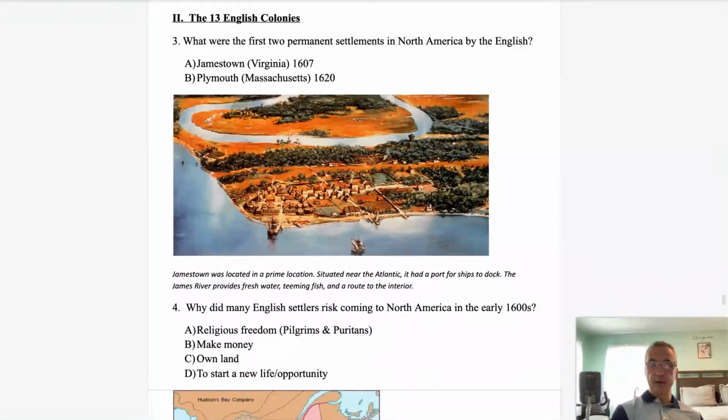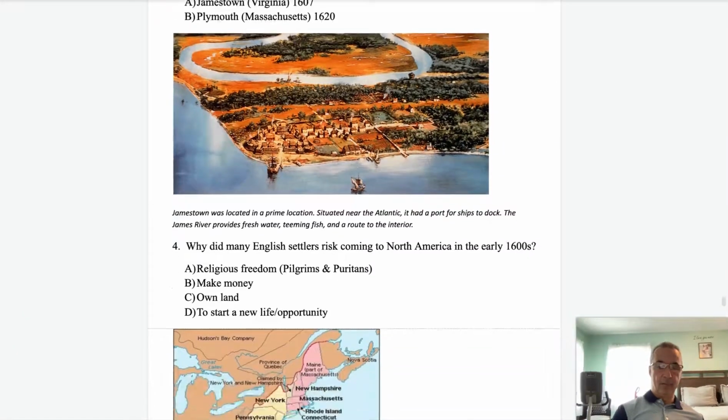So you had religious freedom as well. You had the Pilgrims and Puritans who had left England because of religious freedom, or they wanted to purify their own church. They also wanted, obviously, to make money or a profit, own their own land, and, of course, the excitement of a new life and opportunity in the New World.